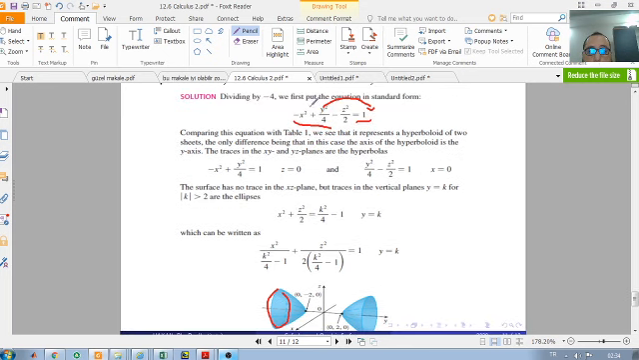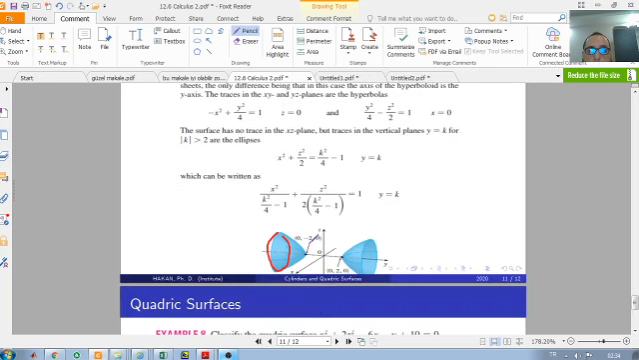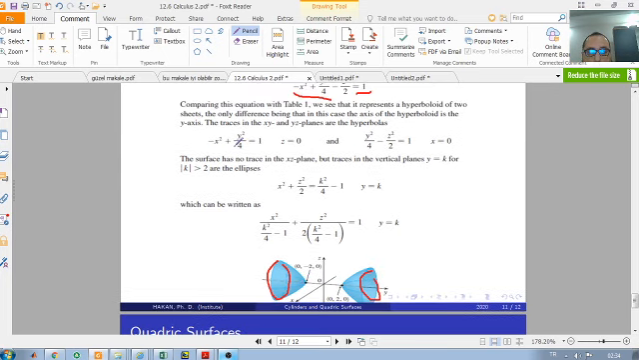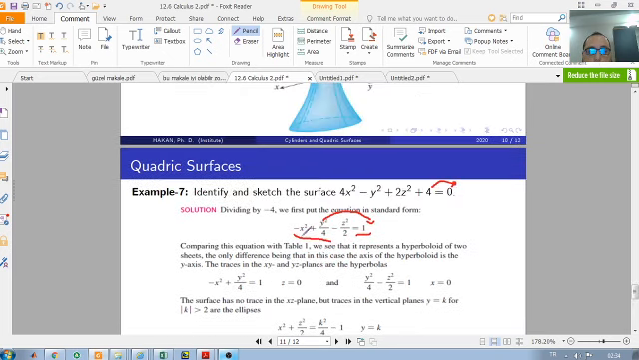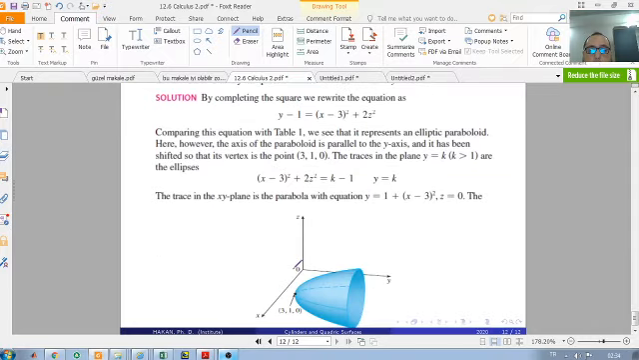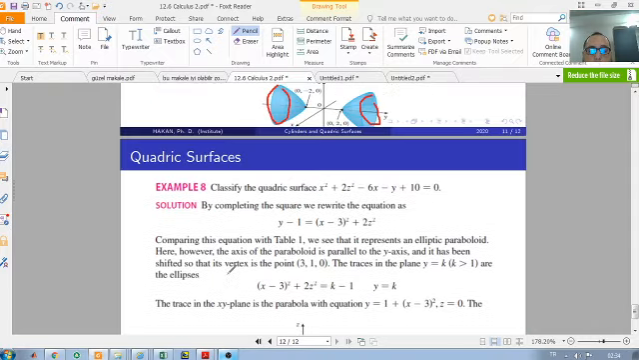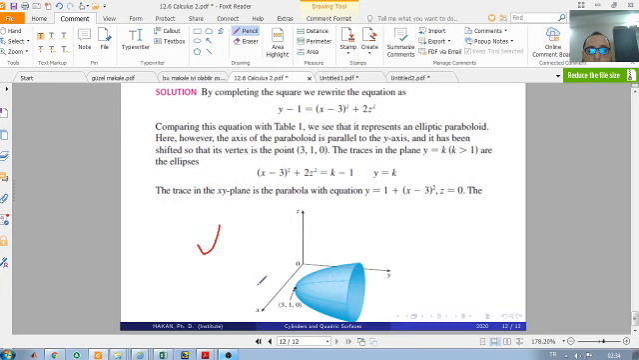In the xz plane, sorry, we will write any number for y, and we will have an ellipse for the xz plane. For the xy plane, we have a hyperbola, and this is the graph of the given surface in this example. Similarly, you can see easily the graph of the given quadratic surface by looking at the table.